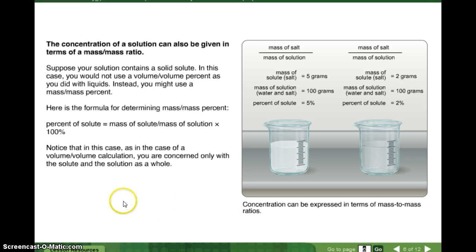The concentration of a solution can also be given in terms of a mass-mass ratio. Suppose your solution contains a solid solute. In this case, you would not use a volume-volume percent as you do with liquids. Instead, you might use a mass-mass percent. Here's the formula for calculating a mass-mass percent. Percent of the solute equals mass of the solute divided by mass of the solution, again, times 100. Notice that in this case, as in the case of the volume-volume calculation, you are concerned only with the solute and the solution as a whole.